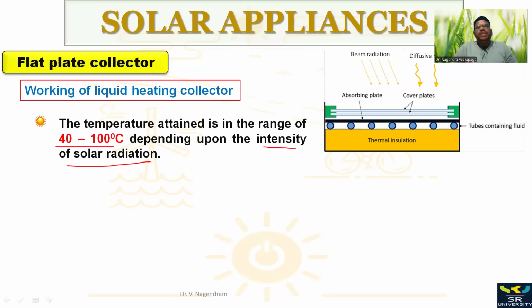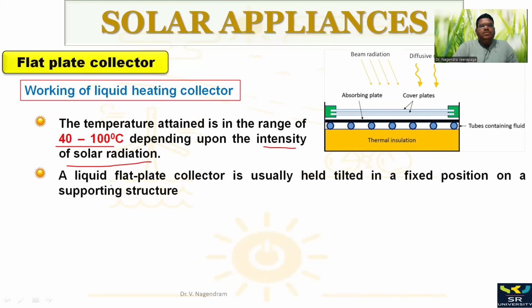In cloudy days, we may not get that much heated water. So it should be clear, sunny, and high intensity solar radiation should be available to get a good amount of heat energy that we can harvest.